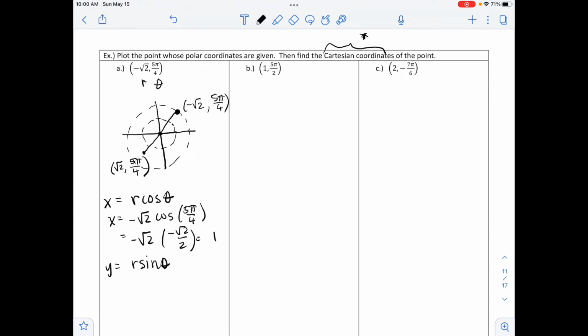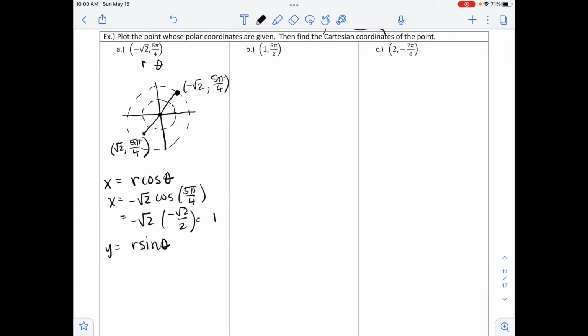So working this out, we do get 1. Likewise for y, we have r, which is going to be negative square root of 2, times sine of theta, which is also negative square root of 2 over 2. And working this out, we get 1. And so this corresponds to a Cartesian point, which is going to be x comma y, which is 1 comma 1. And if you look at that, it looks as though it is, I know, our rough sketch by hand, but 1 comma 1 is where that would be.